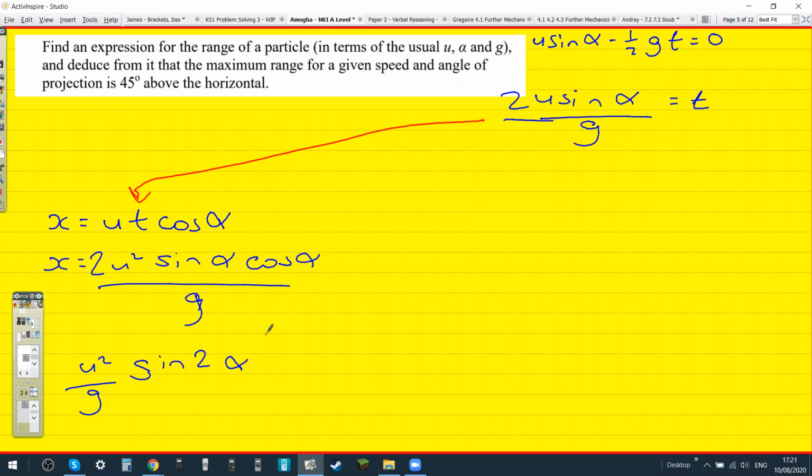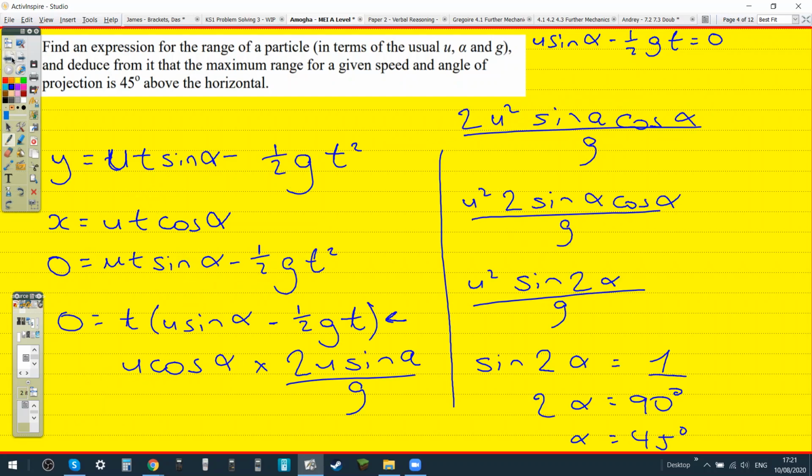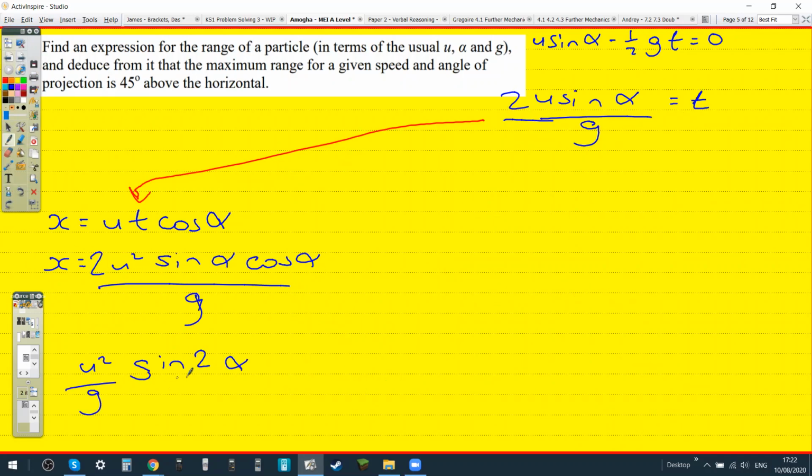And u squared over g. I don't know my Suvat equations very well. Yeah, I don't either. Given speed, angle of projection 45, and so it has to be for some reason sine 2 alpha is equal to 1. Is that because at the range u squared over g is something?